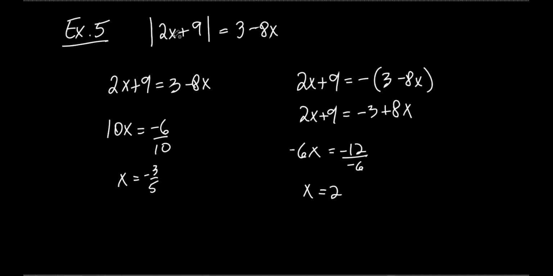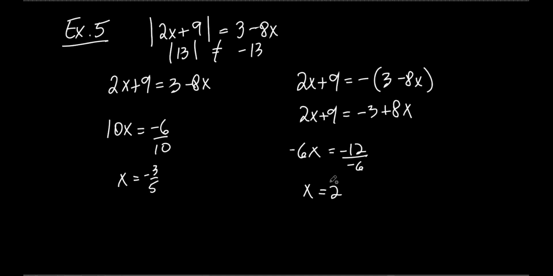2 times 2 is 4. 4 plus 9 is 13. Let's put the 2 in for this. 8 times 2 is 16. 3 minus 16 is what? Negative 13. Do they equal each other? Right? The absolute value of 13 is not equal to negative 13, is it? Okay, so when I check, that doesn't work. So is 2 a solution for this? It doesn't work. So is 2 a solution for it?